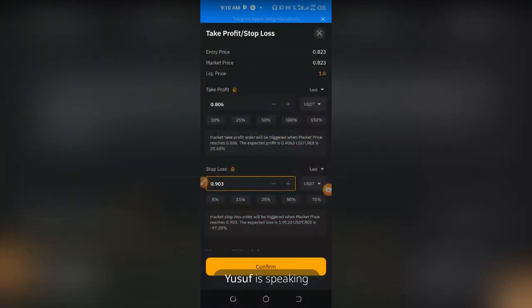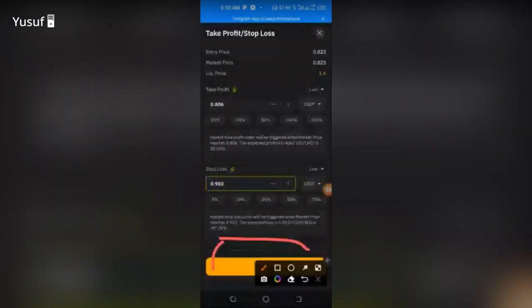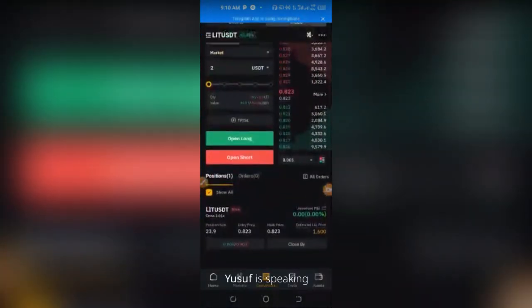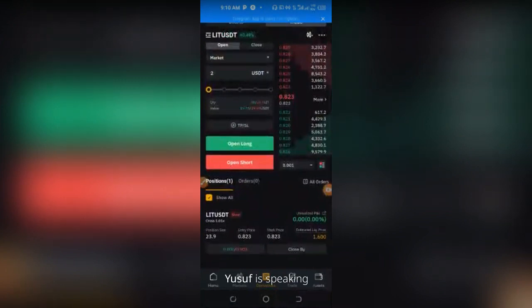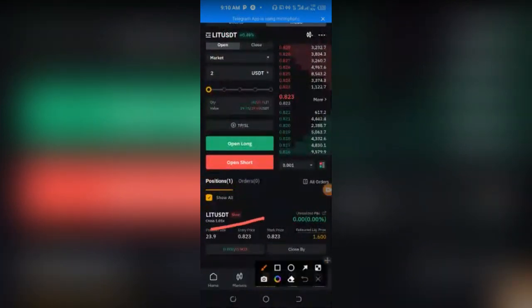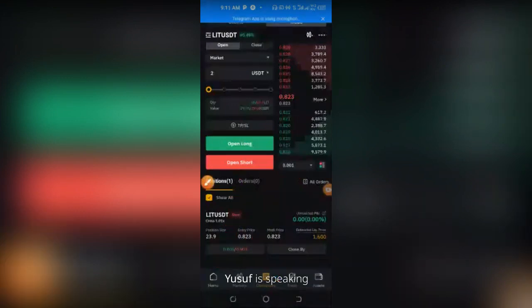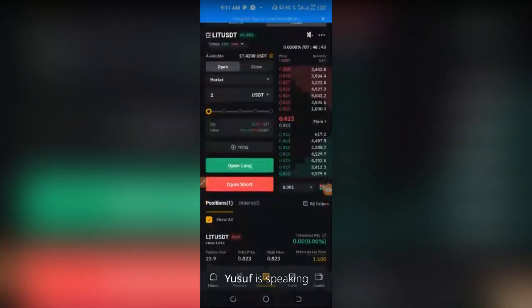Then I'll click on confirm. Now, order submitted. If you look at it now, it will highlight it here. This is my take profit on green. This is my stop loss on red. I hope we understand. This is what we call market order, or instant order, because I entered the market instantly. The second option, I'm going to display it again. That one is called pending order.